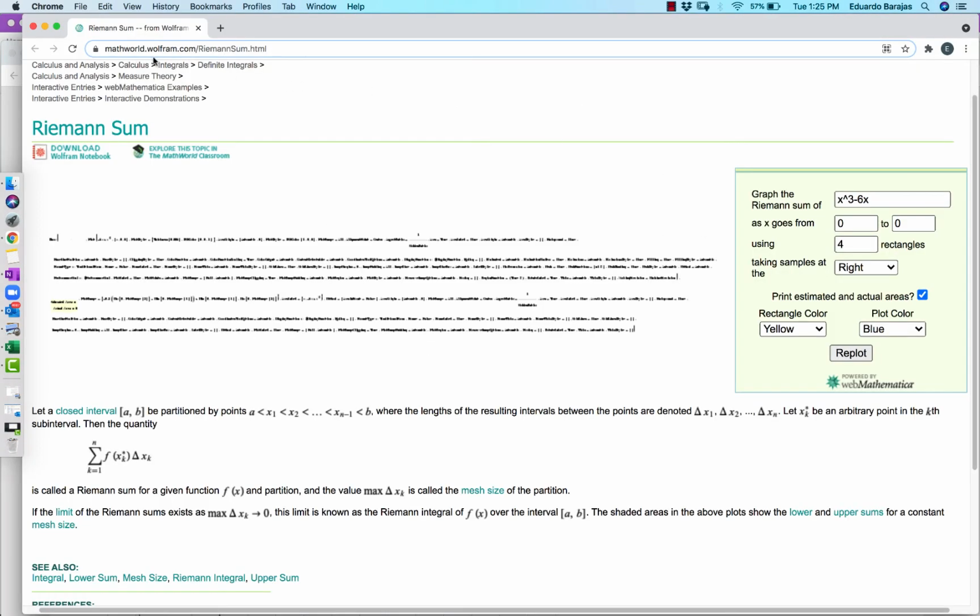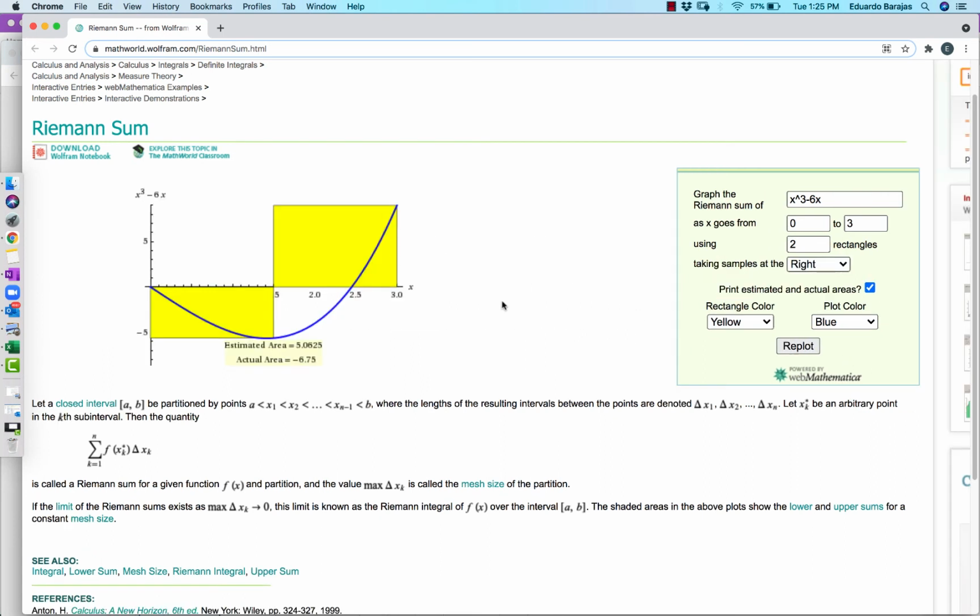Using this free online applet, we can also demonstrate the exact same thing. You can type in your equation here, x to the third power minus 6x, and x ranges from 0 to 3 in our case. Let's begin by really simple, let's just say 2 rectangles, using the right point rule, and plot that. And that's what it looks like. So here's my function. Part of it is below the x-axis, part of it is above. And we can see that the actual area, they tell us it's negative 6.75, as we very painfully calculated. This is the actual answer.